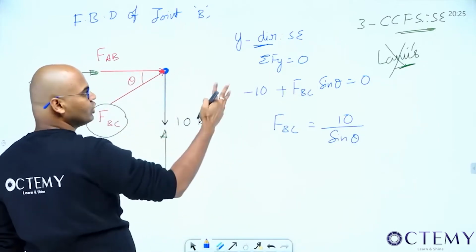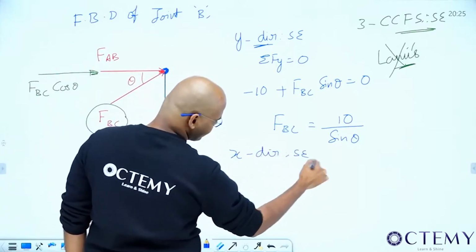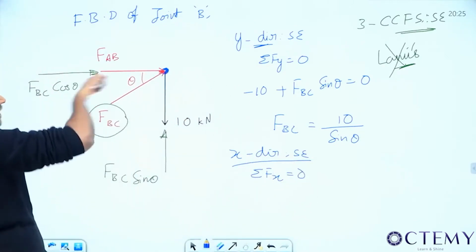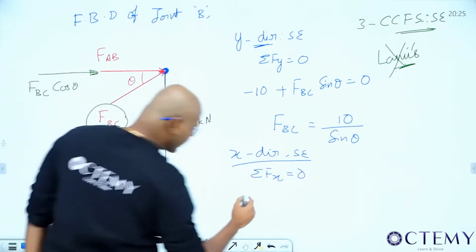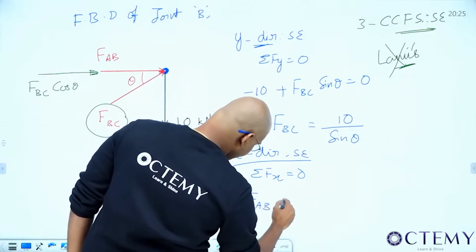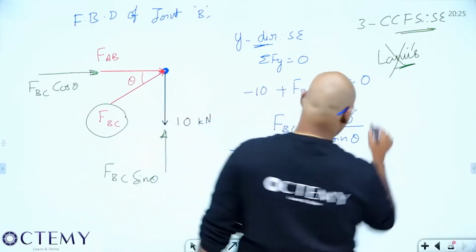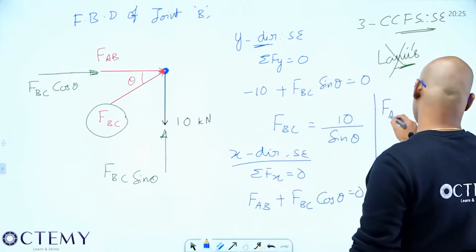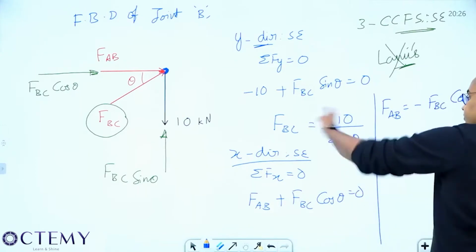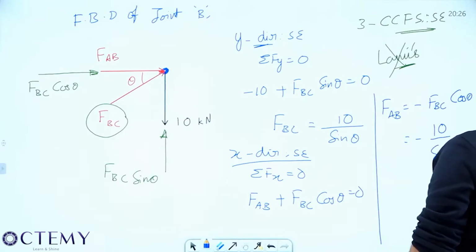Next, there's no moment, sir. It's a point. I only have two equilibrium equations, y direction and x direction. So y I have already used, now x direction, static equilibrium. So sigma Fx equal to 0. What are the forces in x direction? FBC cos theta, FAB. Both are in positive direction. So what can I write? FAB plus FBC cos theta is equal to 0. Now I want FAB. FAB equal to minus FBC cos theta. What is FBC? Already I know. Minus 10 by sin theta into cos theta.